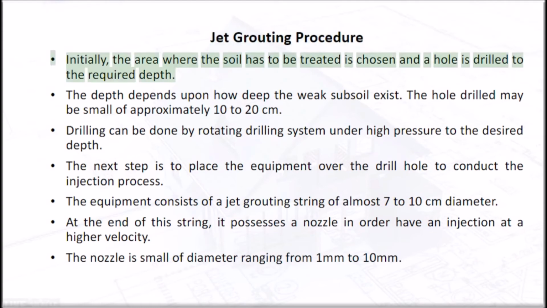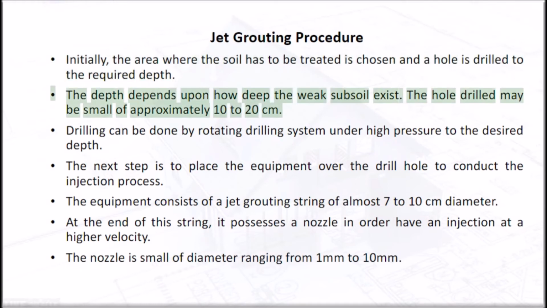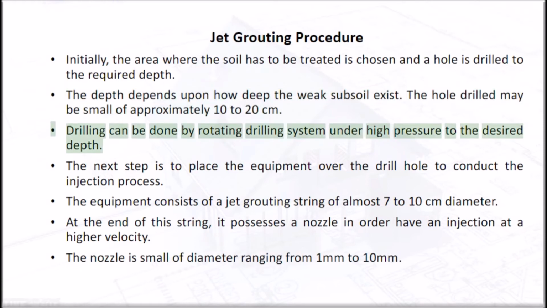Initially, the area where the soil has to be treated is chosen and a hole is drilled to the required depth. The depth depends upon how deep the weak subsoil exists. The hole drilled may be small, approximately 10 to 20 centimeters. Drilling can be done by a rotating drilling system under high pressure to the desired depth.